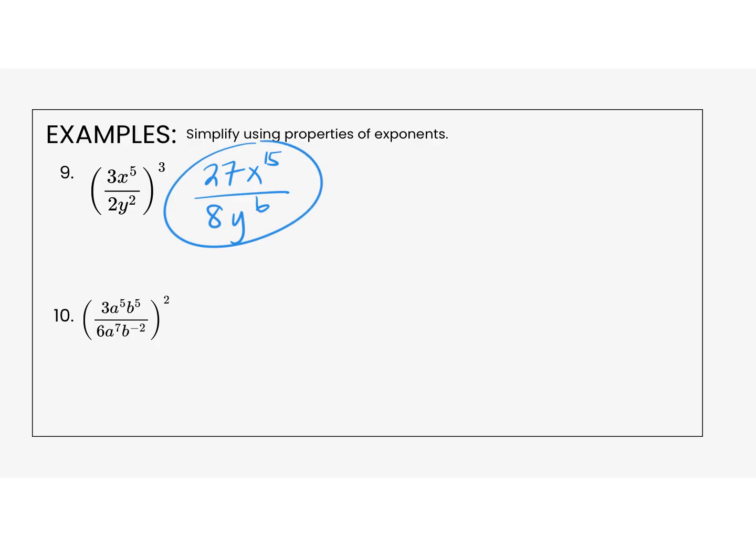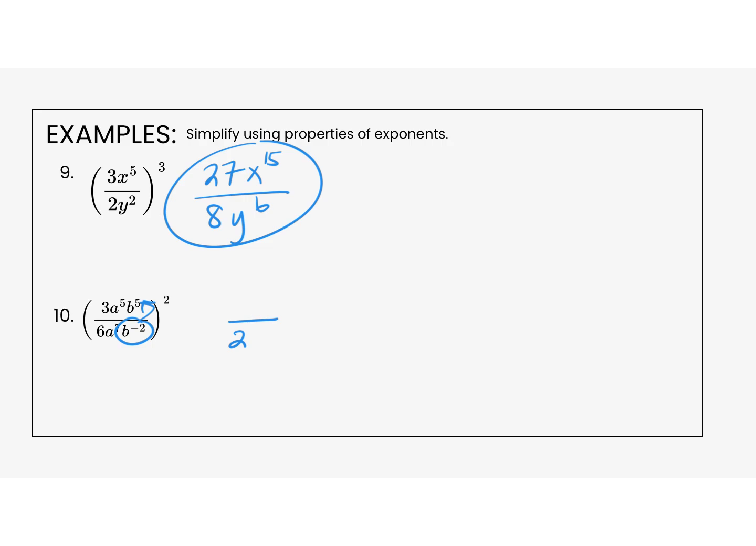Okay, this one, I'm going to simplify the inside before I worry about this squared out here. So first, let's look at the numbers. 3 over 6 is the same as 1 over 2, so I don't have to put the 1. I'm just going to leave it like that. This b to the negative 2 would come up.